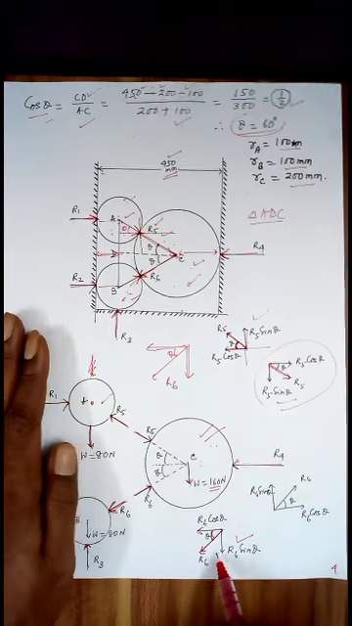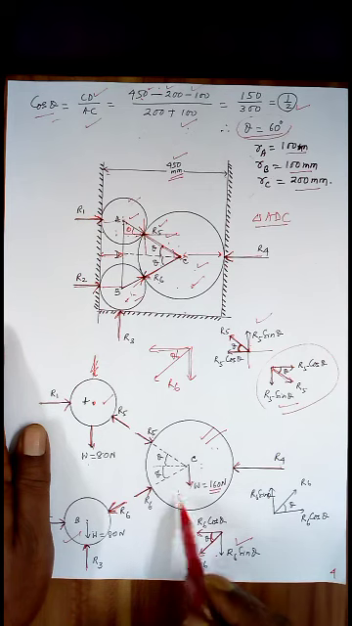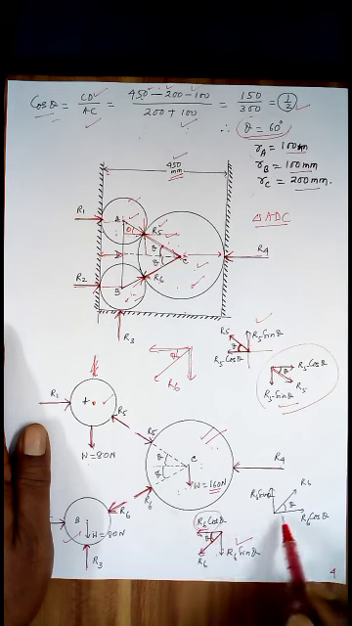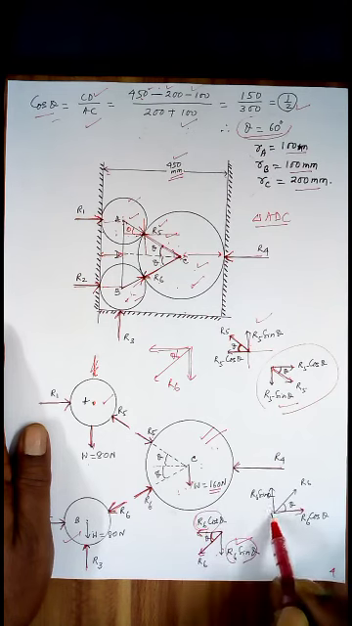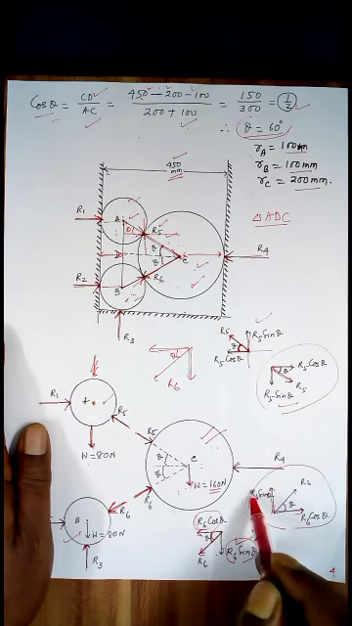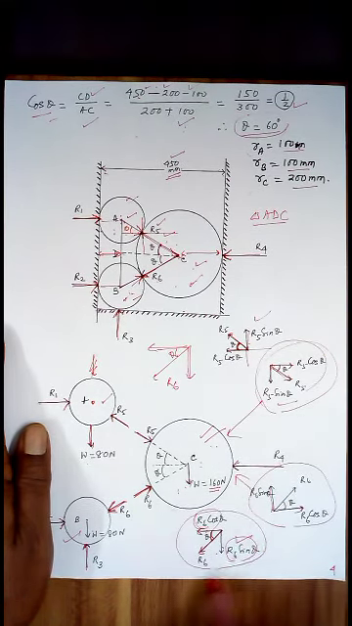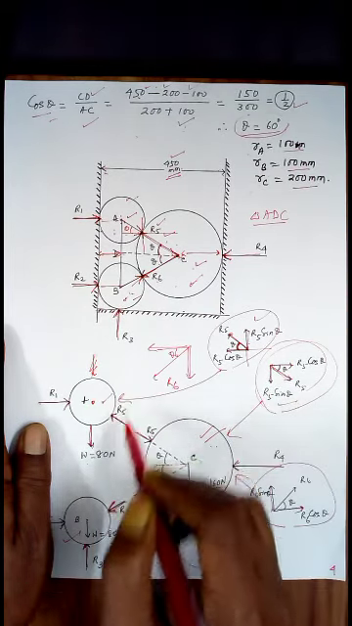And this is the R6 for this one. R6 is also acting on this, but in the opposite direction. So you just reverse these two. Means for this one, take R6 to this side and take this R6 sin 30 to this side. So this is for this, this is for this, this is for this, and this is for this.